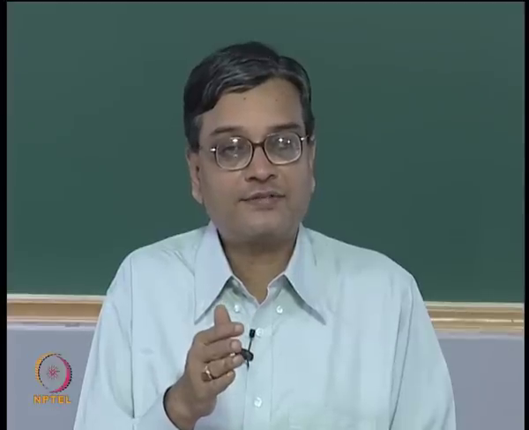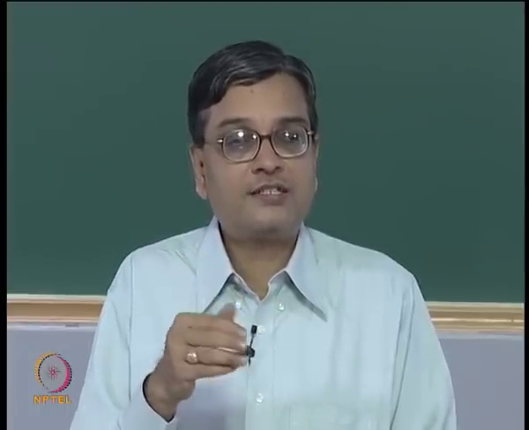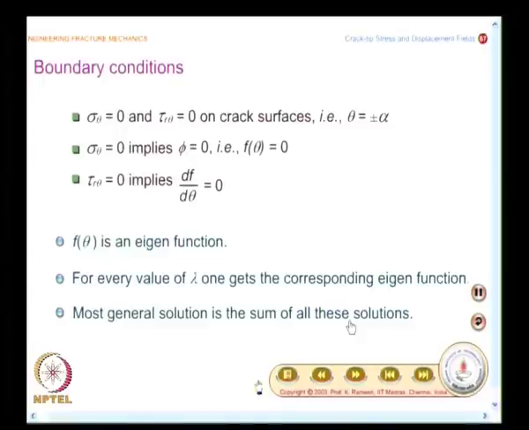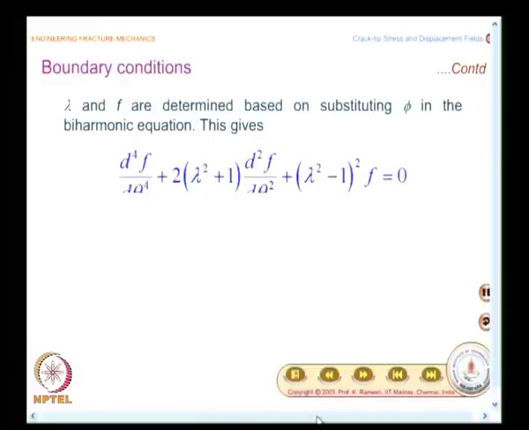And you will also look at that time, when Williams reported, in what way he reflected upon the series solution. That also we have to look at. Though it was developed in 1957 and people use this for writing certain boundary collocation answers, people have not really appreciated the T stress, which we will have to reflect upon. So, the most general solution is the sum of all these individual solutions. And we will write down the equations.